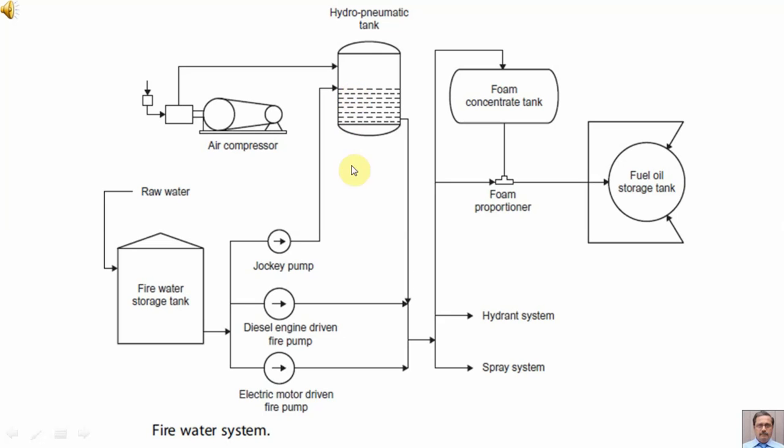The pump output is going to the spray system, hydrant system, and the foam concentration tank. Then we have a foam proportioner, and the output of this, in case of need, goes to the fuel oil storage tank in case of fire in the fuel oil storage tank.